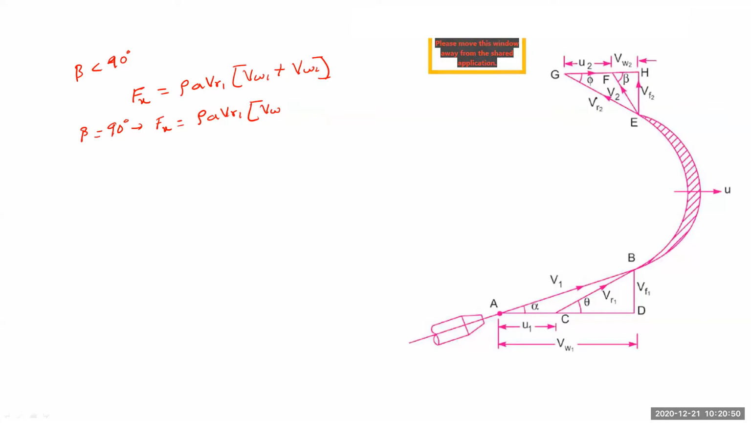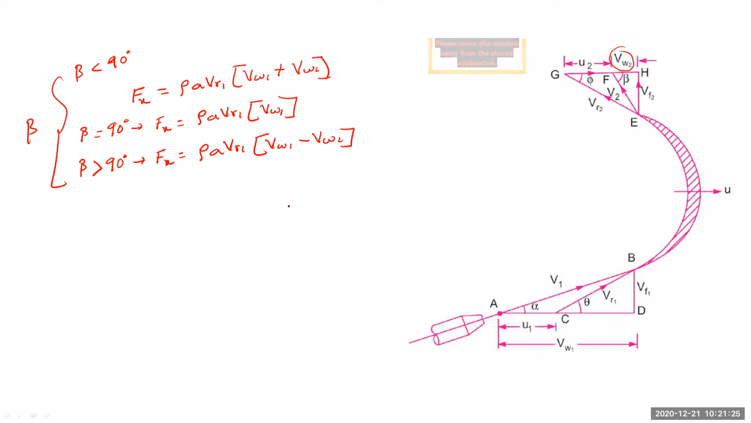Because for that, if beta is 90 degrees, the VW2 term will vanish, so here only VW1 is used. Keep this in your mind. When beta is greater than 90 degrees, the formula for Fx equals rho A VR1 inside bracket, we will write VW1 minus VW2. These are the three conditions for beta variation.